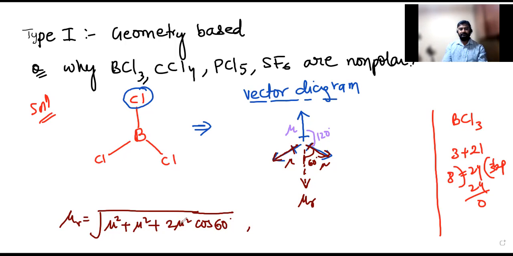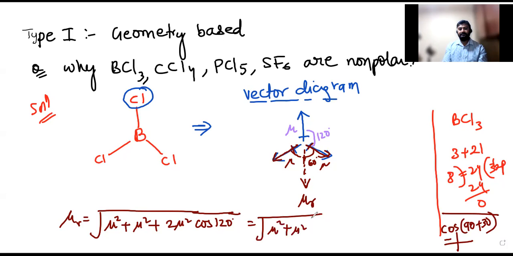So it will be mu square plus 2 mu cos theta. So this angle is 60 degree. Sorry, it's 120, my bad. Yeah, so the angle is 120 between these 2 forces. Now 120 is cos 90 plus 30, which is the second quadrant, and in the second quadrant cos is negative, so it will be minus half, minus cos 30 degree.